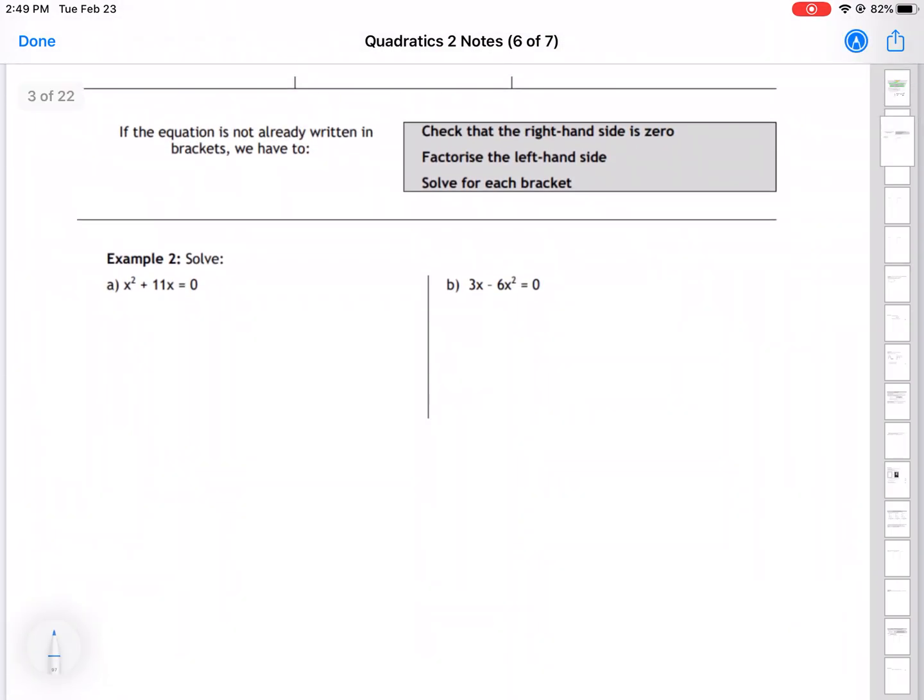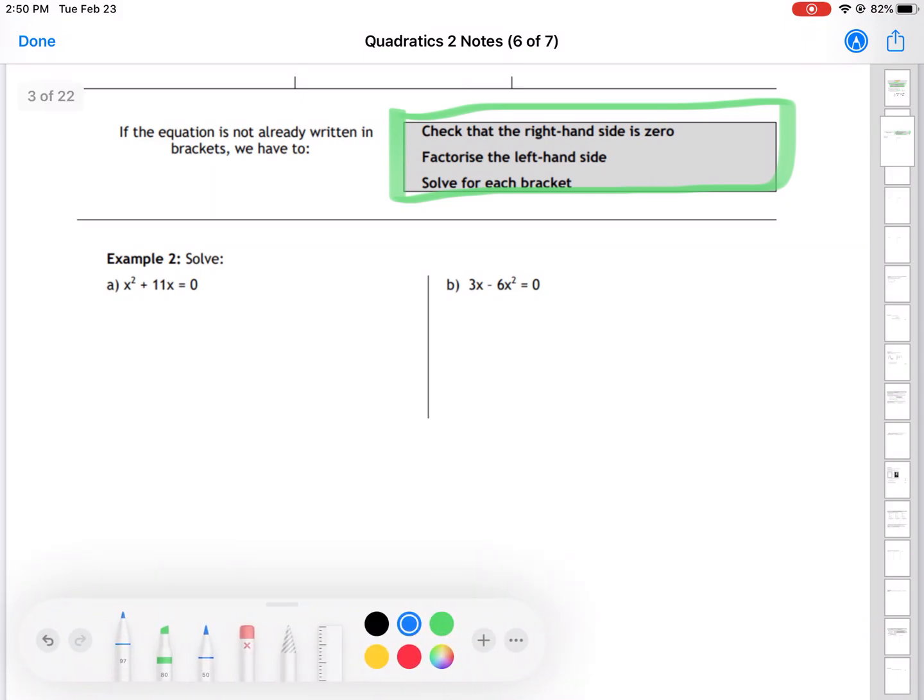Now, that's what this black grey box up here tells you to do. So your steps here are to check that the right hand side is equal to 0. Now, in most of these, the right-hand side will be equal to 0. Factorise the left-hand side if it's not already in brackets, and then solve for each bracket. So, to factorise, we have got to do our various different methods.